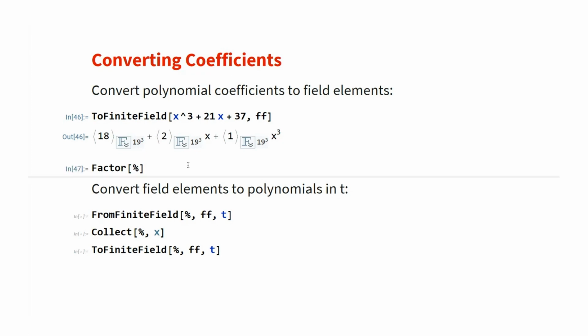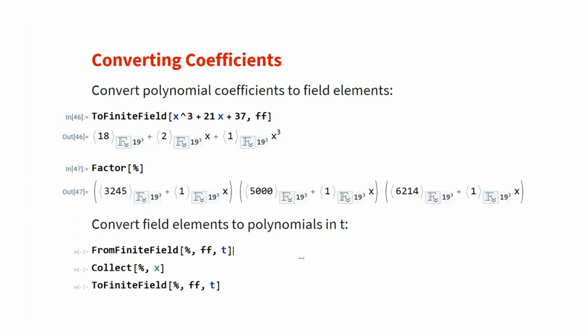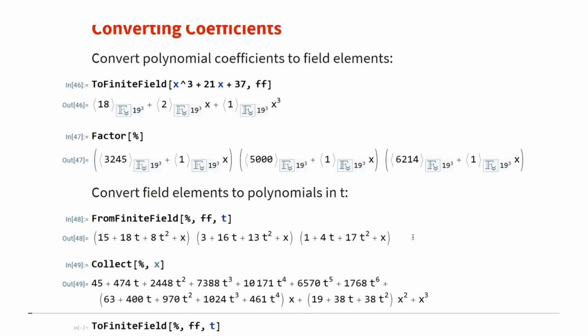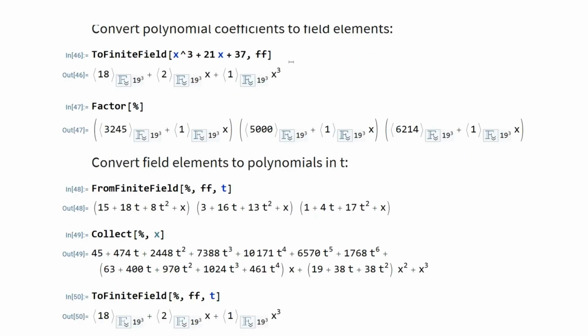Now we factor this polynomial, and we can convert the factors where the field elements are converted to polynomials in t. So the t is standing for the field generator. Instead of having a polynomial with field coefficients, each coefficient in the field gets converted to an explicit polynomial in the field generator, where the field generator is represented by the specified variable. So we can expand it, collect it with respect to x, and then convert it to finite field, and we should get, and do get, the same polynomials here.